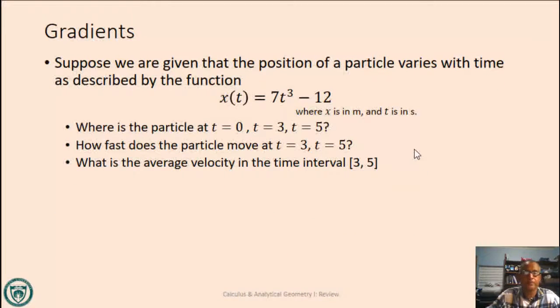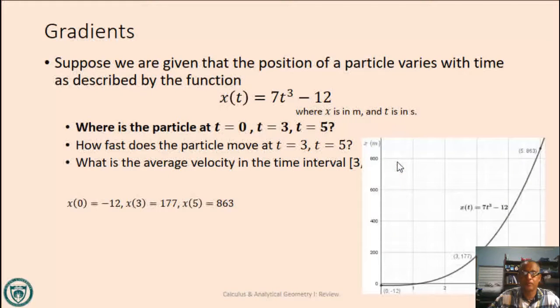Here's another example. Suppose we are given that the position of a particle varies with time as described by the function 7t cubed minus 12. These equations might be beginning to look a little bit scary, but don't let that set you back, right? Just work with the ideas. So the questions here are: where is the particle at these times? How fast is it moving at these two particular times? And what's the average velocity in this interval from 3 to 5?